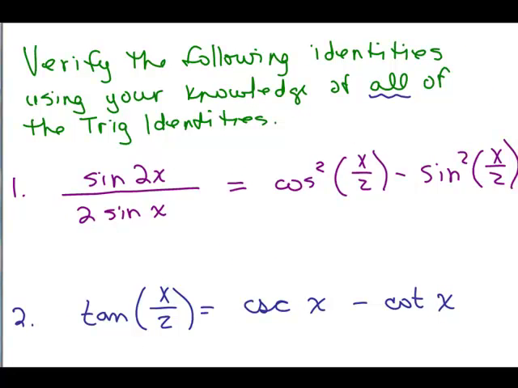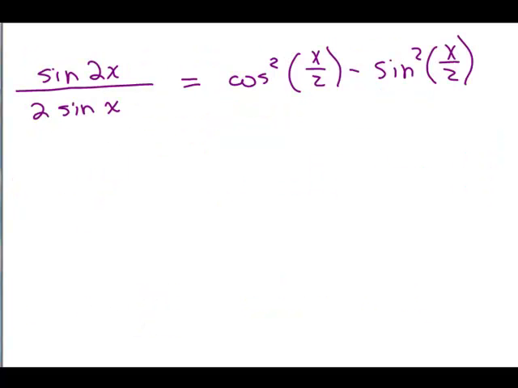All right, we're going to do two proofs in this video. We're going to verify the following identities using knowledge of all the trig identities. So you can use all the basic identities up through half-angle identities to do the proofs for these two problems. All right, so let's do the first one.